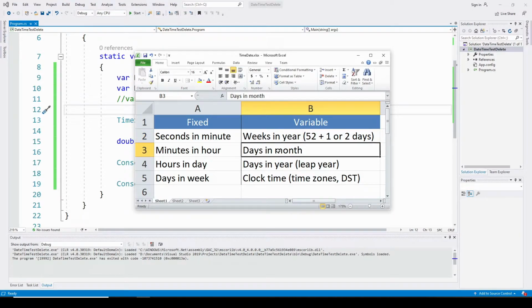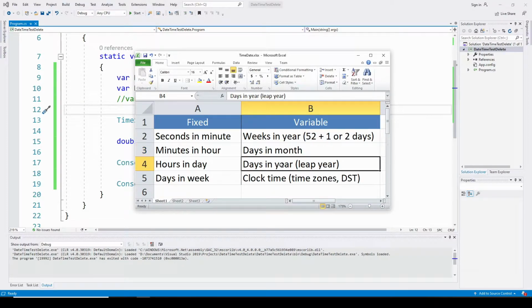How many days in a month? Well, everybody knows there's 28 in February, and others have 30 or 31, and then leap year, February's got 29. So it can be 28 to 31. It can vary all over the place. So that's really not something that's fixed. You have to be careful.